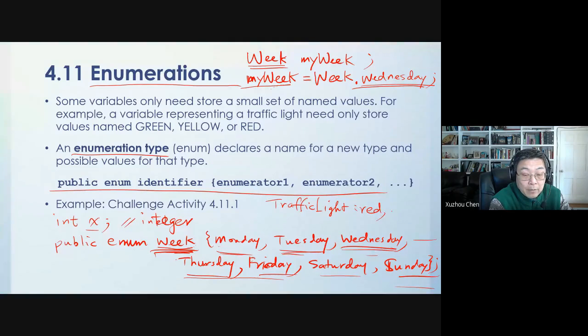Could it be red, green, yellow, right? Or orange. Is it yellow or orange? Orange, I think. So you can define an enumerated type called traffic light. Okay.